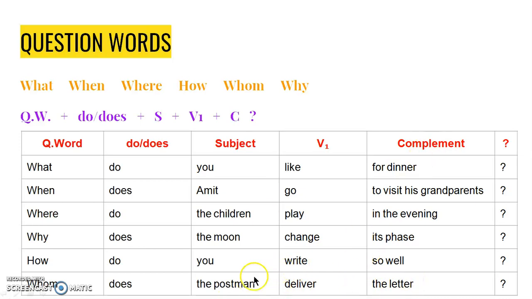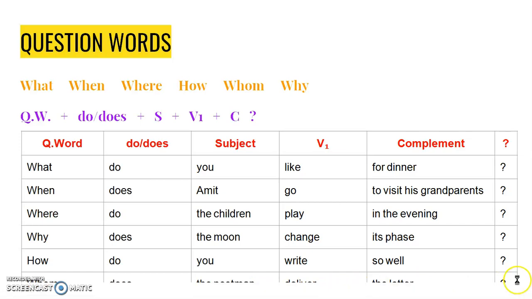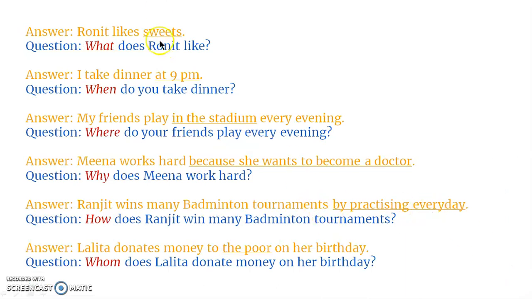Then whom does the postman deliver the letter? So your subject here is the postman, third person singular, so you are going to take help of does. And the sentence starts with this question word whom. Whom does the postman deliver the letter? Then question mark. Okay.